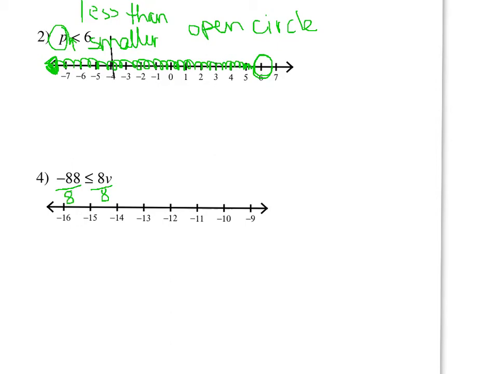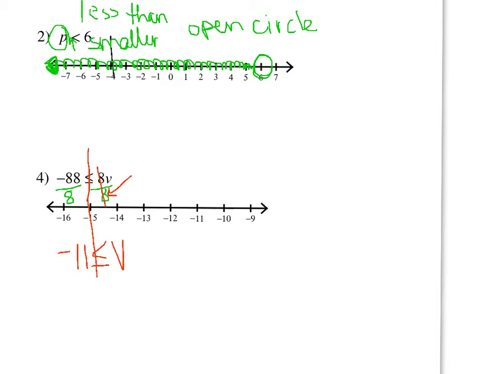And you know that, of course, I have my line down the center. Is the 8 positive or negative? Well, it's positive, so nothing special happens. Negative 88 divided by 8 is negative 11. Keep my inequality right on the line, and my 8's will cancel out, and I'll just have a v left.